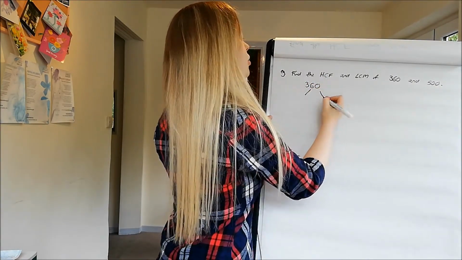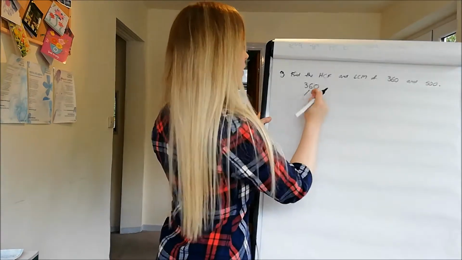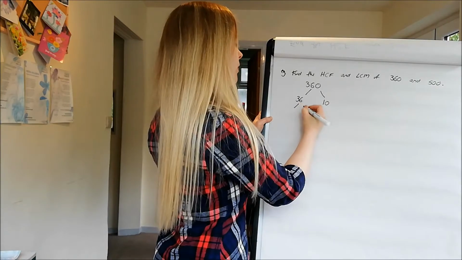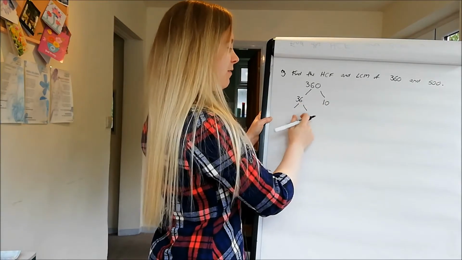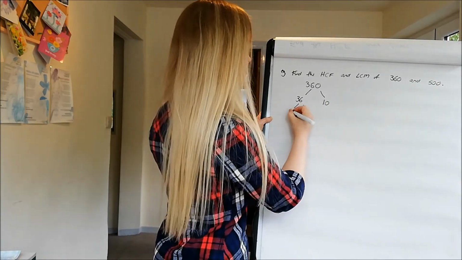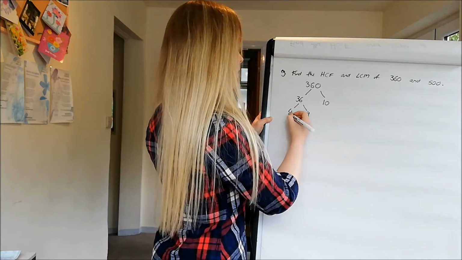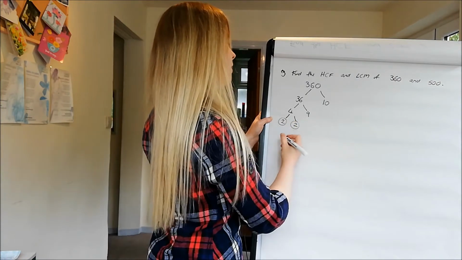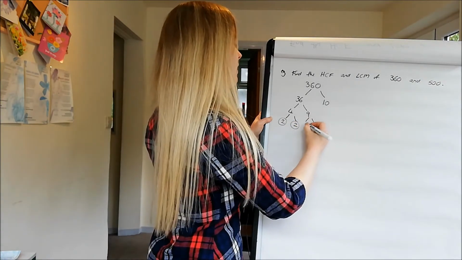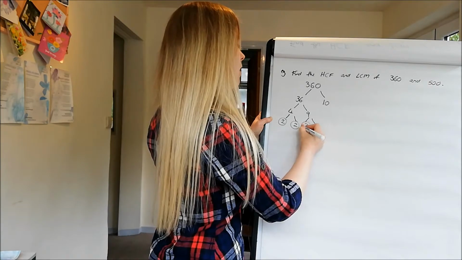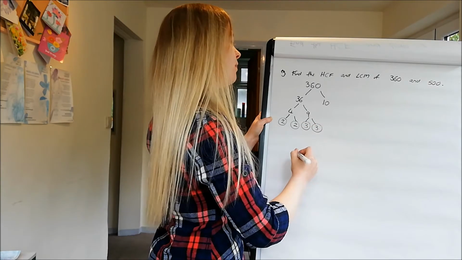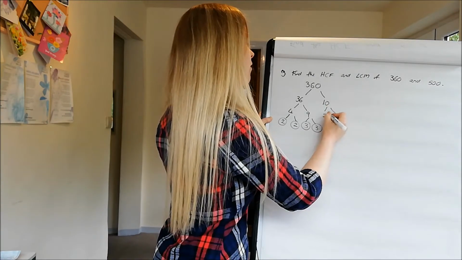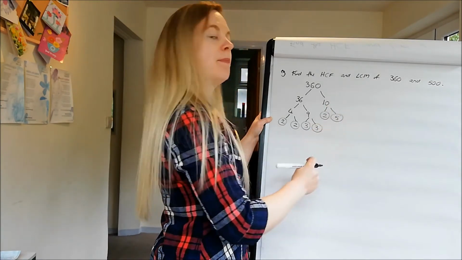So if I draw my factor tree for 360, it's got a naught on the end, so I'll use 36 and 10. 36, it doesn't matter what factors you choose here, I'll choose 4 and 9. 4 breaks down into 2 and 2, both of which are prime. 9 breaks down into 3 and 3, both of which are prime. And 10 breaks down into 2 and 5, both of which are prime.